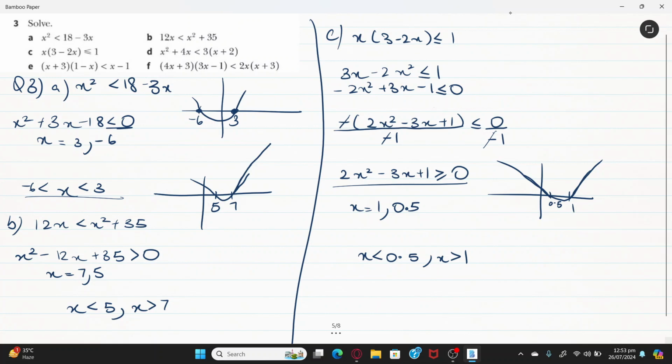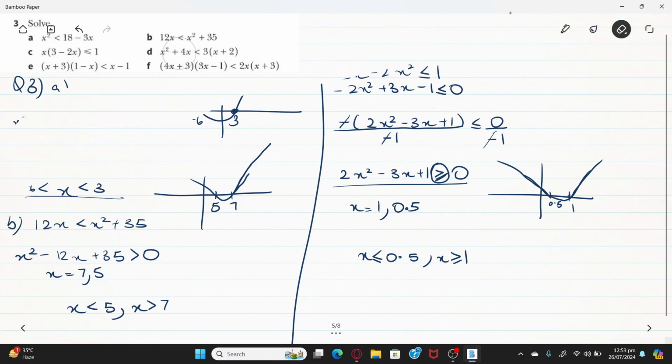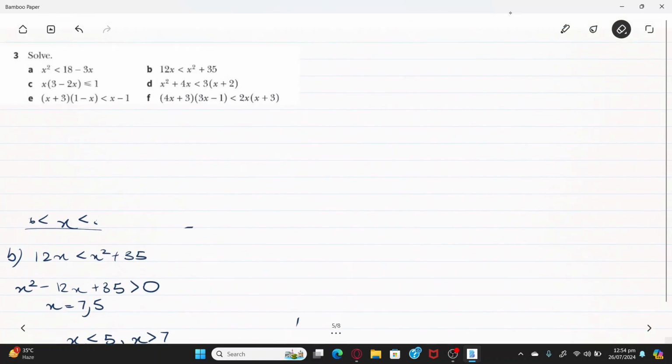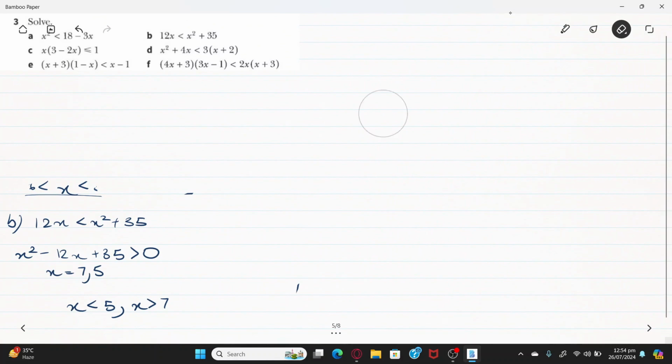However, they have also asked us for the values which are equal to 0, as you can see here, greater than or equal to. So we are going to add the equals sign, because at 0.5 and 1 the expression equals 0. So that's it for part C. Let me erase the board so that we can do the rest of the parts.